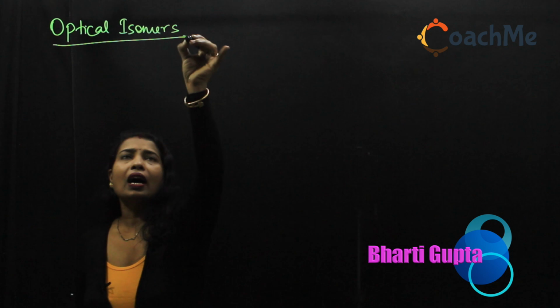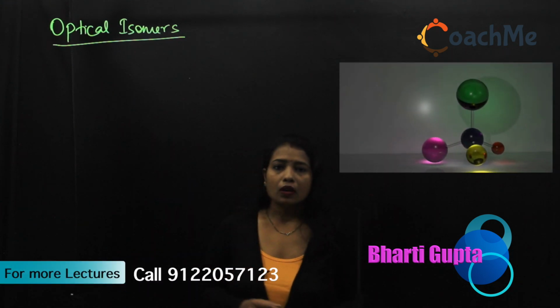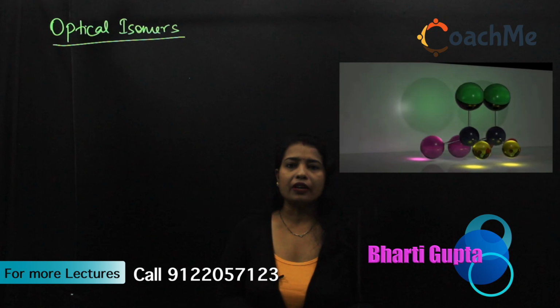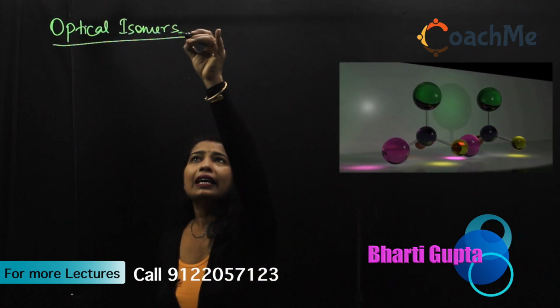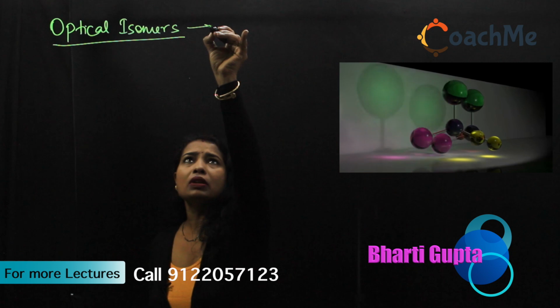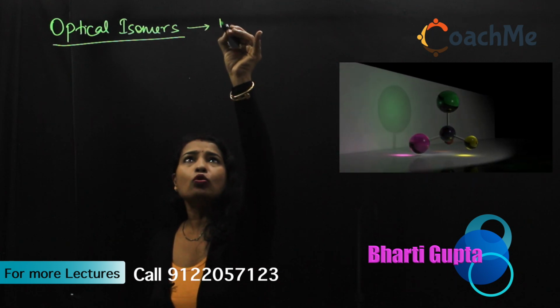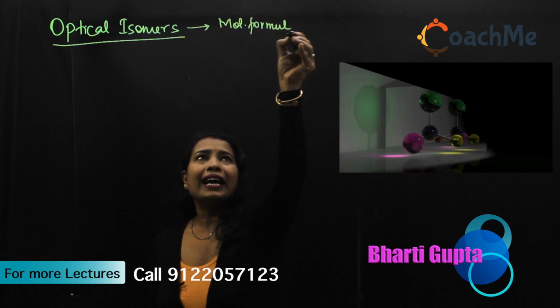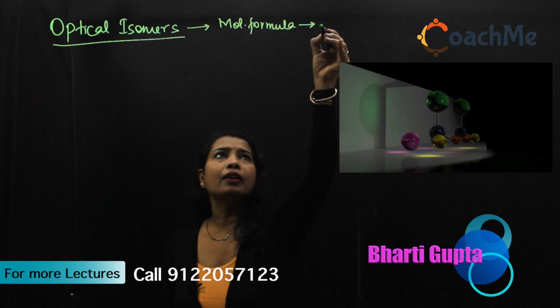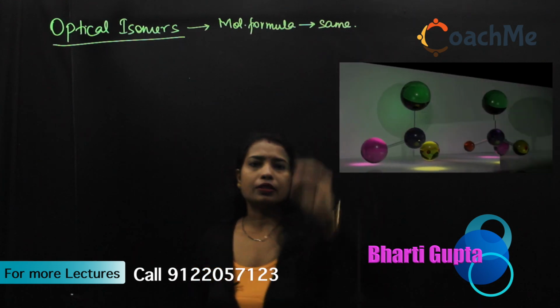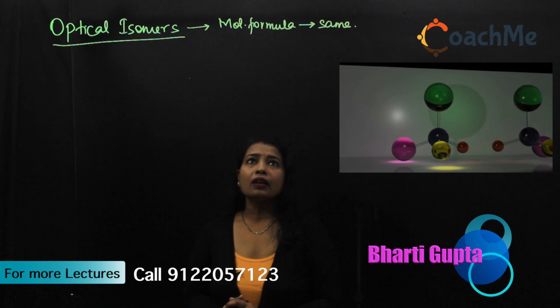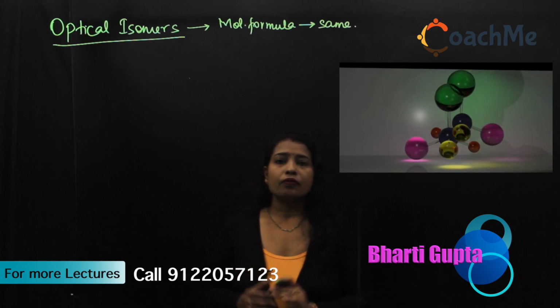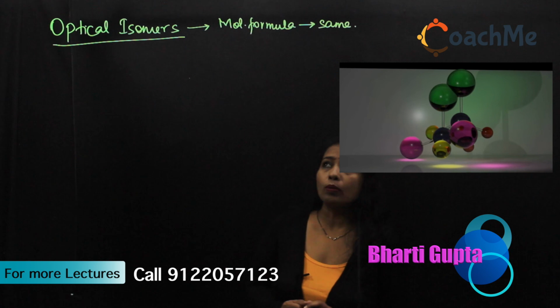Today, we'll learn something about optical isomers. So what are optical isomers? From the name itself, it is clear it is an isomer. As we say, isomer means compounds having the same molecular formula. So as we use the word isomer, it is very clear that the molecular formula is the same.